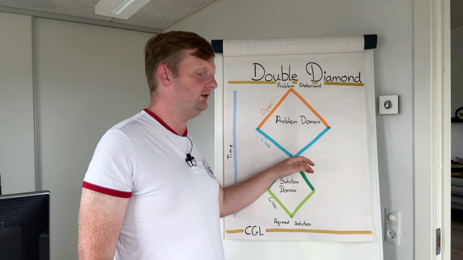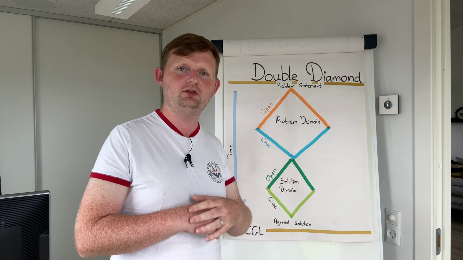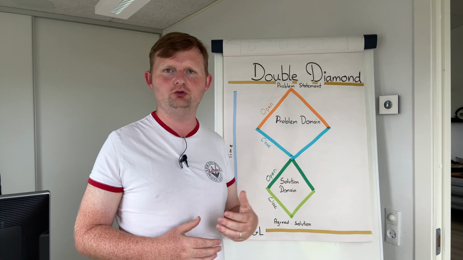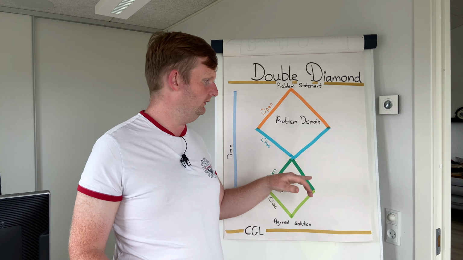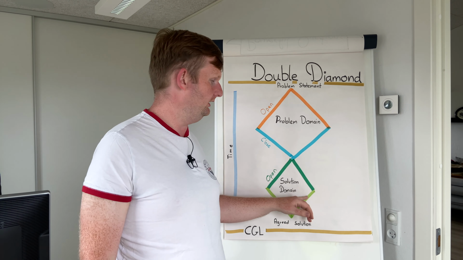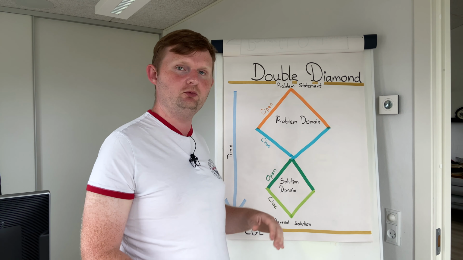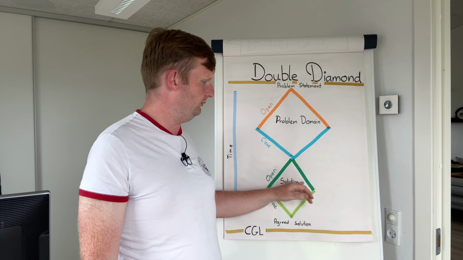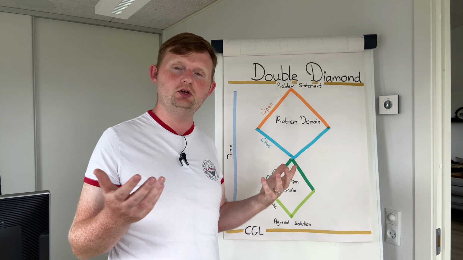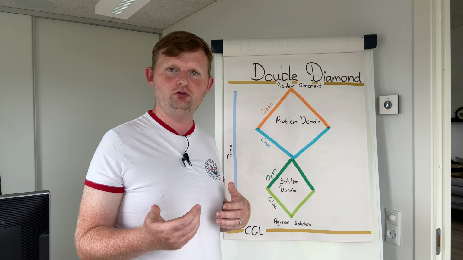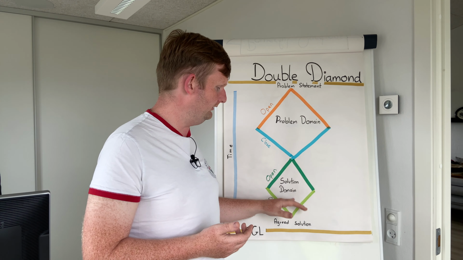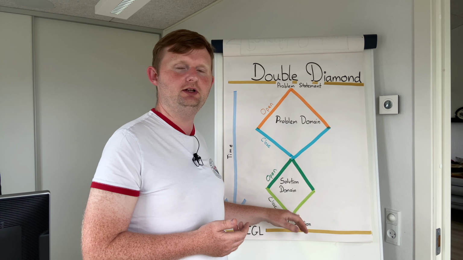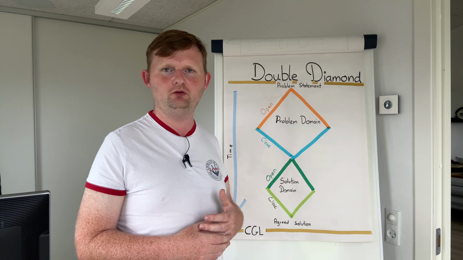When we then agree that this is in fact our problem, then we can start to open up a new domain, the solution domain. And in this solution domain, we start out by expanding the solution domain, so we're opening it up. And then when we have a lot of possible solutions to pick from, then we start using different techniques to narrow it down to an agreed solution or agreed solutions.